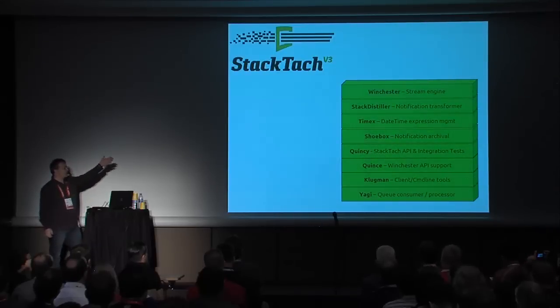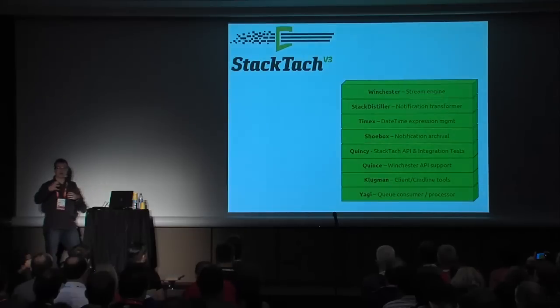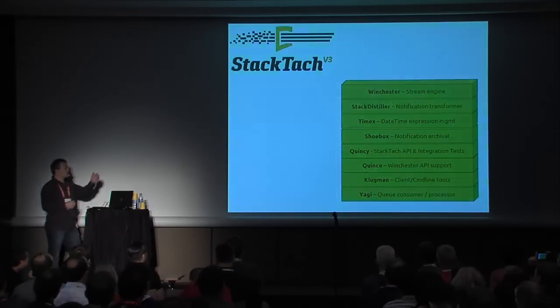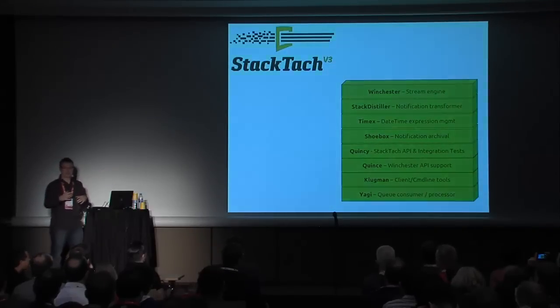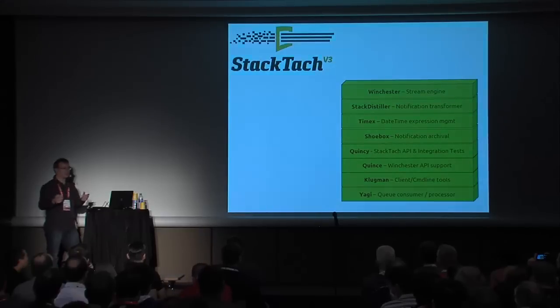And then we've got other things like date expression processing. Shoebox is a way of archiving the raw notifications. I'll talk about that in a second. Quincy, Quince, and Klugman, forensic scientists for looking at dead bodies, which is usually when people are looking at events. You know, what happened? Why did this thing die? So that's our UI side of it. Klugman is our command line tool and our client library.